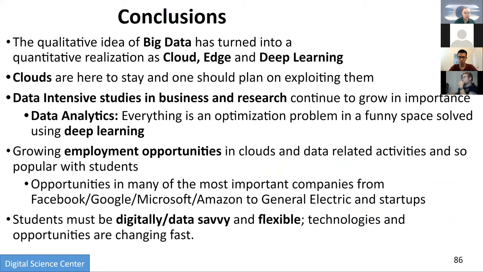And here are some conclusions from this introduction. We have big data, cloud, edge, and deep learning. Clouds are mature, but here to stay. The data-intensive, or big data, approach is growing in importance. And everything done as AI is really optimization, and it tends to use deep learning as its dominant model. There are lots of jobs still in these areas.